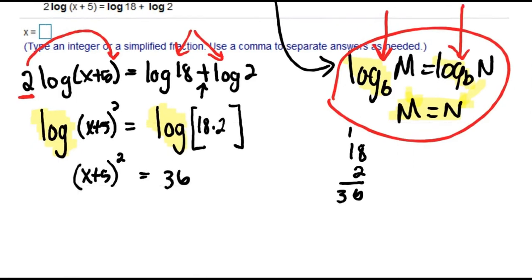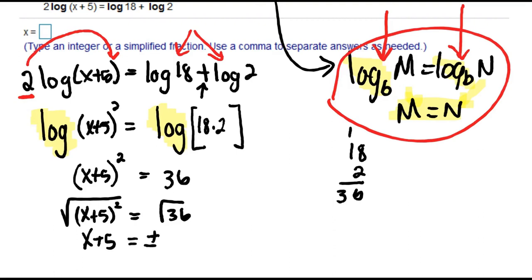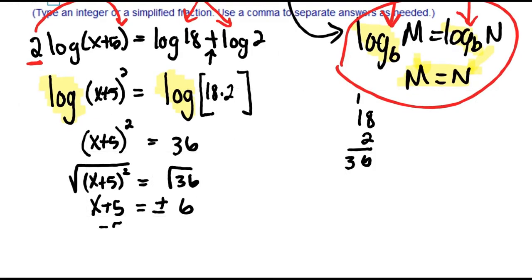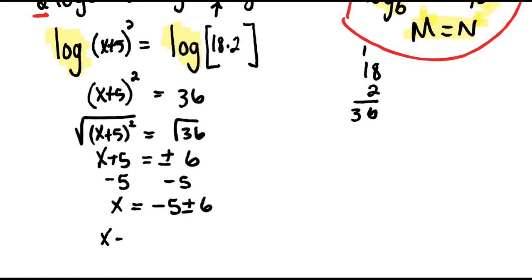All right, so now I can finish solving. The logs are gone, and this is a quadratic equation. I'll take the square root of both sides. The square root and the square cancel each other out, and I pick up a plus or minus sign on the other side. I get square root of 36 to be 6, and I'll subtract 5 on both sides, and that's x equals negative 5 plus or minus 6. Negative 5 plus 6 would be 1, and negative 5 minus 6 would be negative 11.